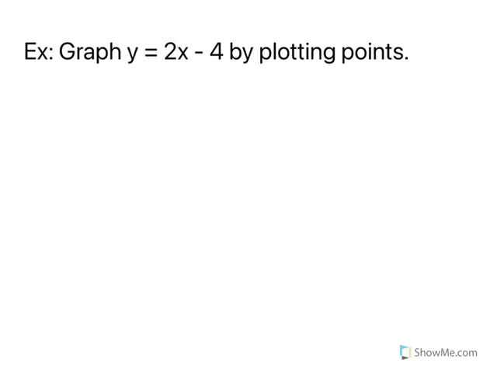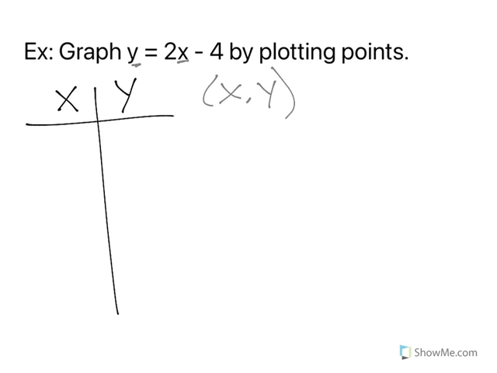Now, I recommend doing this by creating a table, okay? Some people call it a T-chart. Some people call it an XY table. Call it whatever you want. But you'll notice that X and Y make up our ordered pairs. So what we're going to do is just choose values. You can choose any values you want. I like to stick with a negative value, a value of 0, and a value of 1.